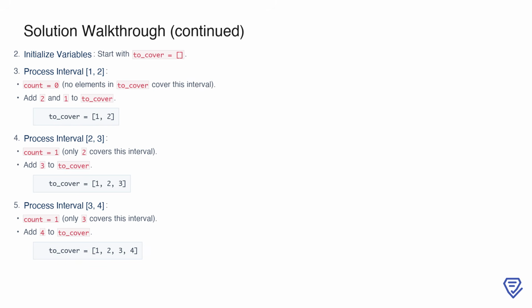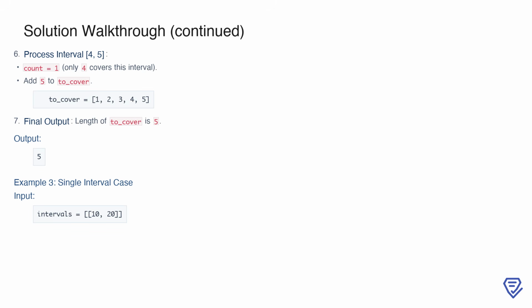We add 4 to to_cover, resulting in 1, 2, 3, 4. Finally, for the interval 4, 5, the only element from to_cover that covers it is 4, so the count is 1. To meet the requirement of two elements, we add 5 to to_cover. Now, to_cover becomes 1, 2, 3, 4, 5. After processing all intervals, the length of to_cover gives the output, which is 5.